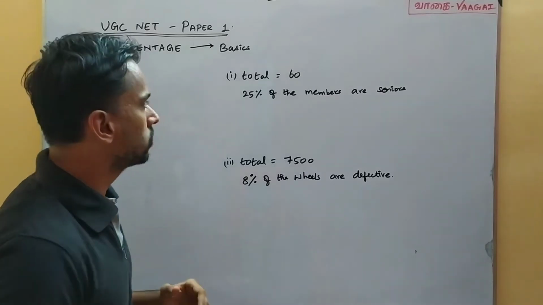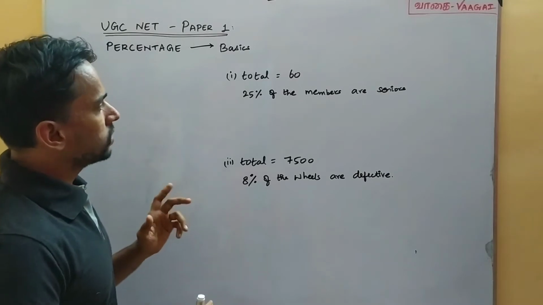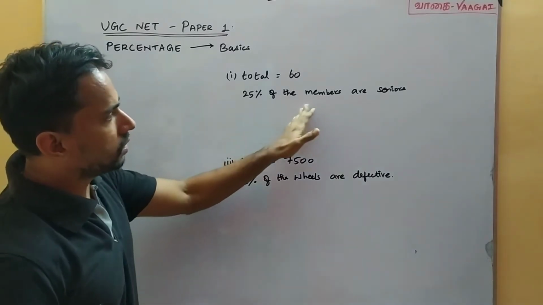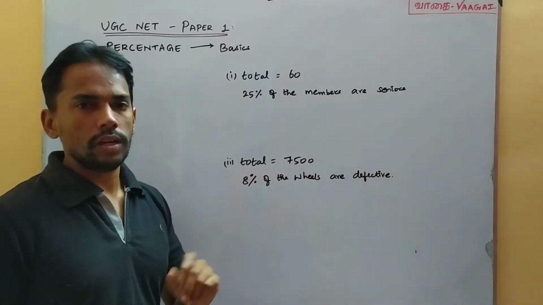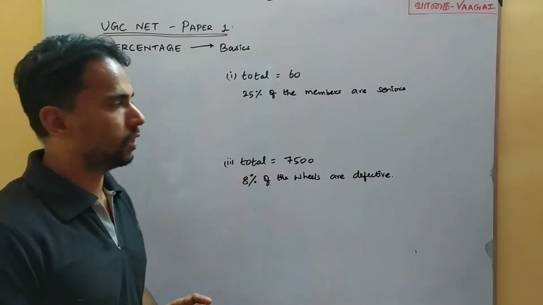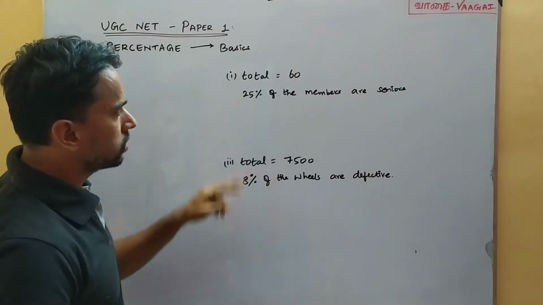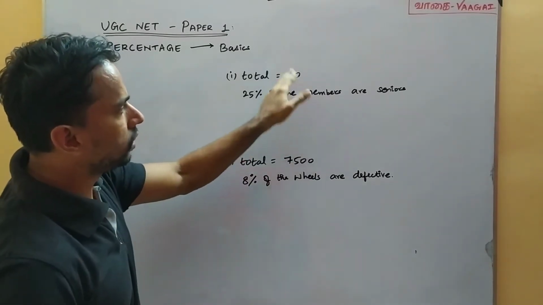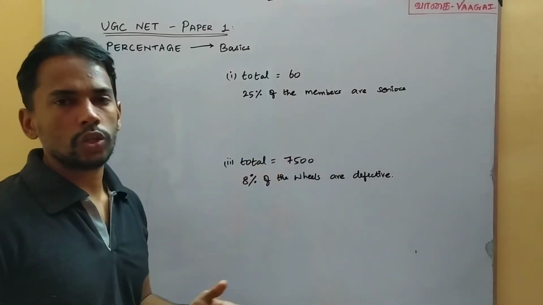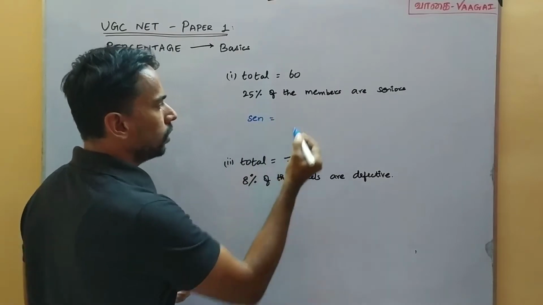Let's have some examples. See here, there is a team in a company and a statement says 25% of the team members are seniors. Say there are totally 60 members in the team, just for an example. So if we need to find how many seniors are there in the team, then what should be done?